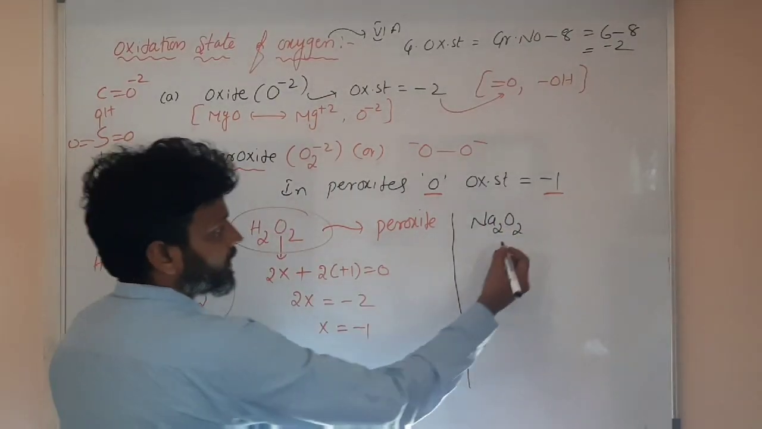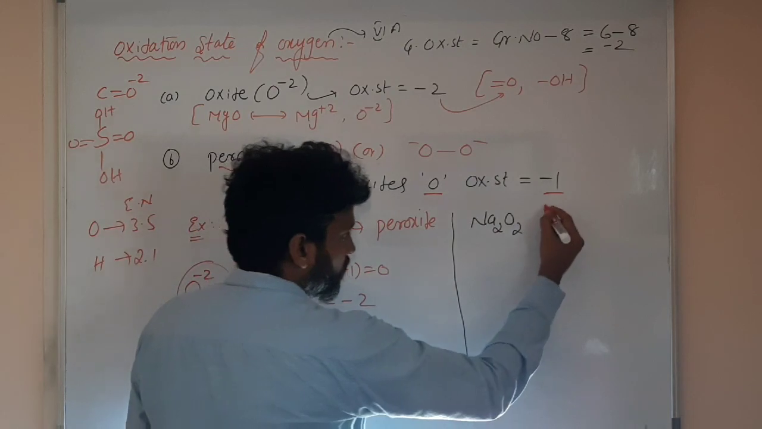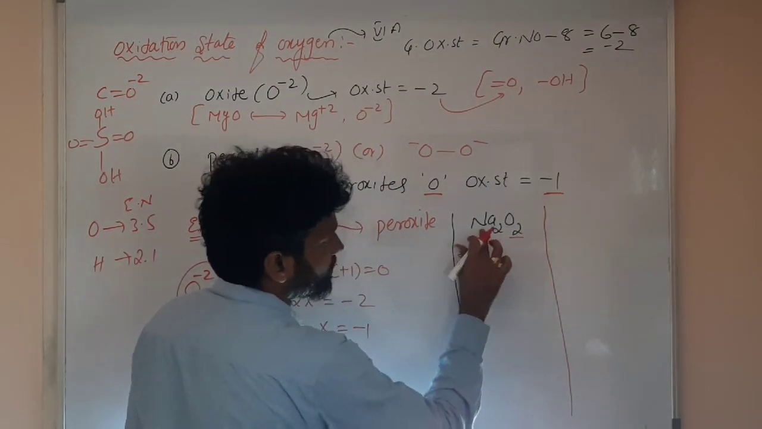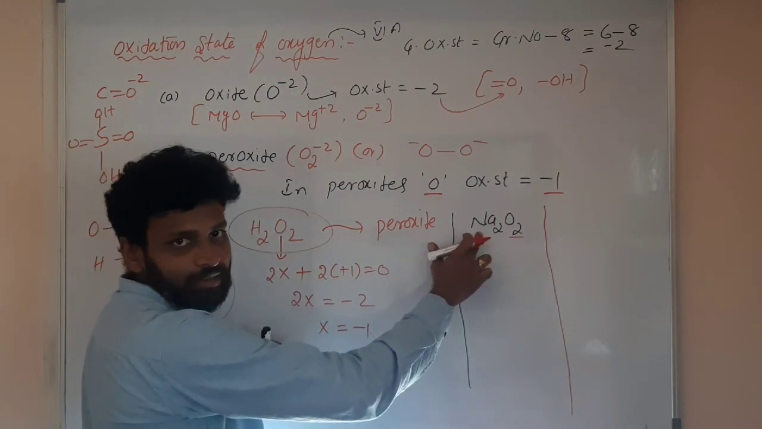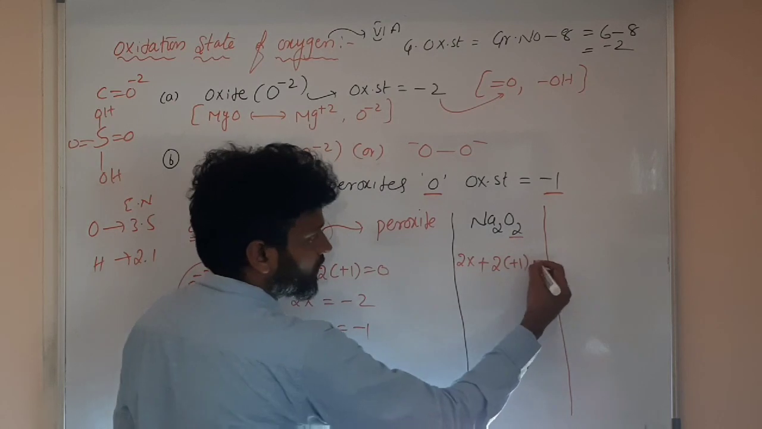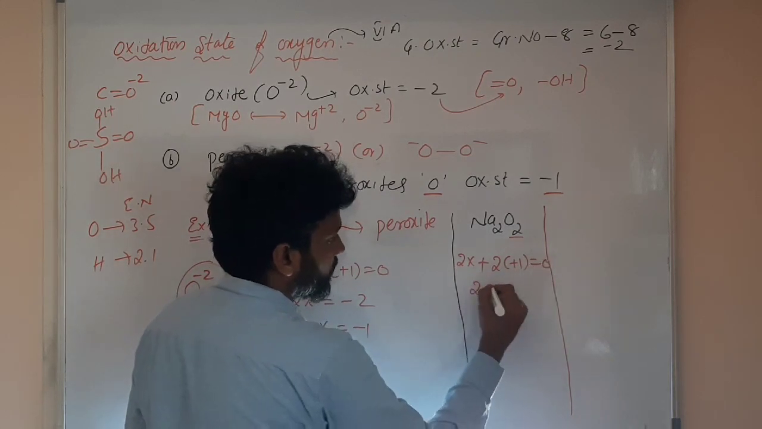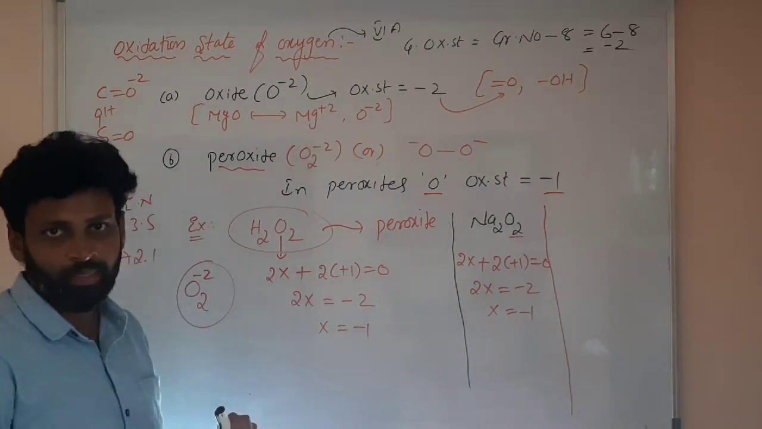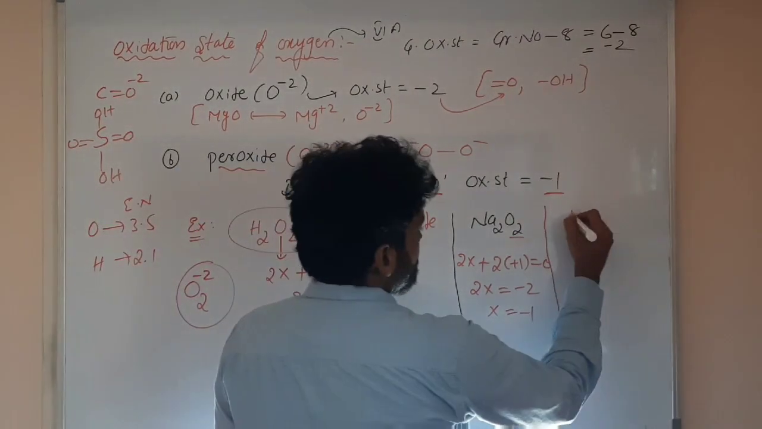Same story. Here I want the oxygen oxidation state. So 2x plus, sodium is an alkali metal, so +1. So 2 into +1. 2 into +1 is equal to 0. Then 2x equal to -2. Then x equal to -1. Like this you can take, or like many examples.